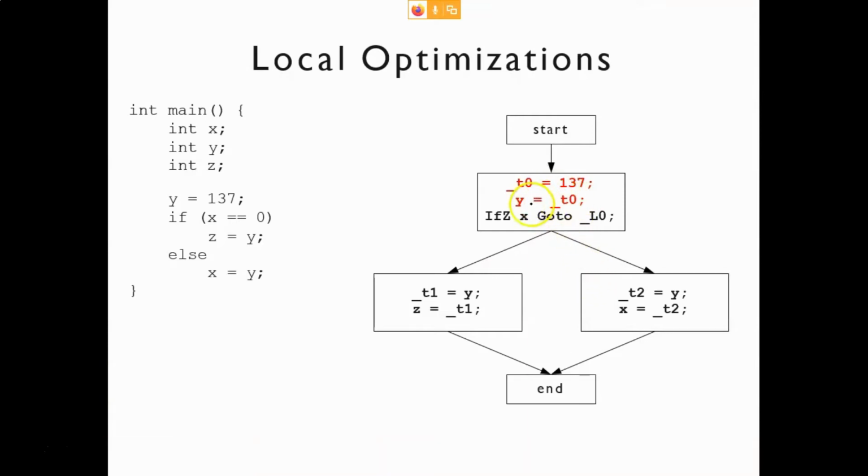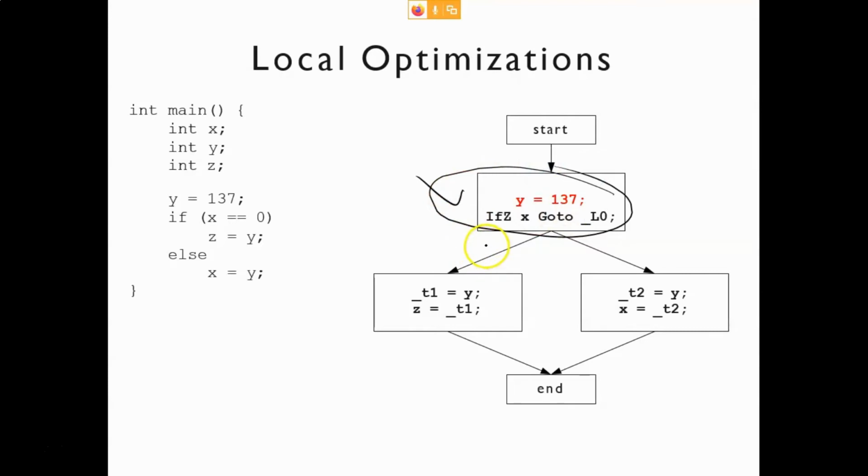Okay, y, you can just directly assign y equal to 137, and then you can remove this, because this will become dead code. We will see at a later point of time why this becomes dead code, but you can eliminate it, and this will be your optimization. You can see this is your local optimization. This is how you can do the local optimization.